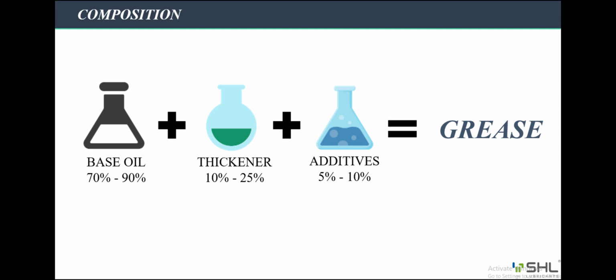Base oil, also known as dispersion medium, accounts for 70 to 90%. The thickener, also known as dispersed phase, accounts for 10 to 25%. Additives account for 5 to 10%. The base oil and additive package are the major components in grease formulations, and as such, exert considerable influence on the behavior of the grease.